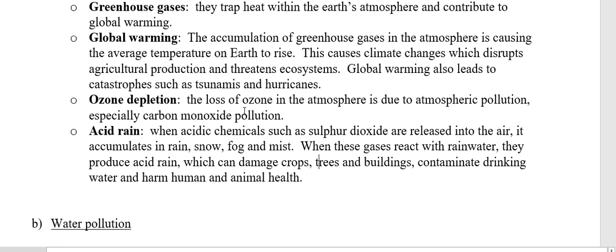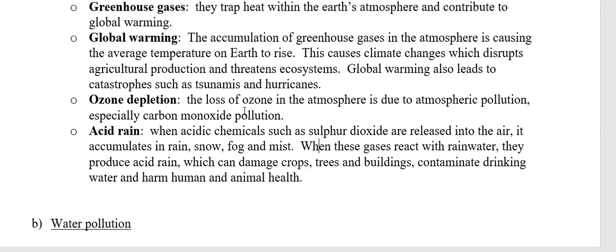All right. And then the last problem that is a result of air pollution is acid rain. Now, what happens here is acidic chemicals, like sulfur dioxide, are released into the air by factories, right? Factories do what they do. We produce stuff, mining, whatever. And these acidic chemicals are released into the air to create pollution. It goes into the air, it mixes up there in the atmosphere, it mixes with rain, snow, fog, mist, or whatever. And when those gases react with the rainwater, they produce acid rain.